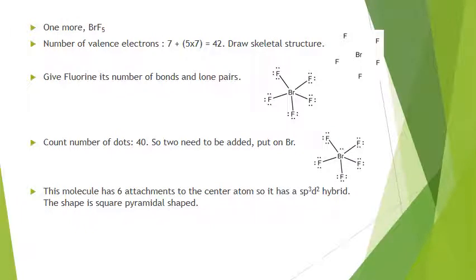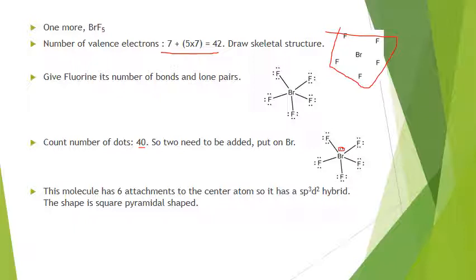Okay, let's do another one here. Bromine pentafluoride. Figure out the valence electrons and draw the skeletal structure, kind of make it symmetrical. The outer atom is fluorine, so it gets 1 bond and 3 lone pairs. Count up the number of dots: 2, 4, 6, 8, 10. There are 5, so there's 40 altogether. Each dash is 2. So we're missing 2, so we put 2 in the middle.